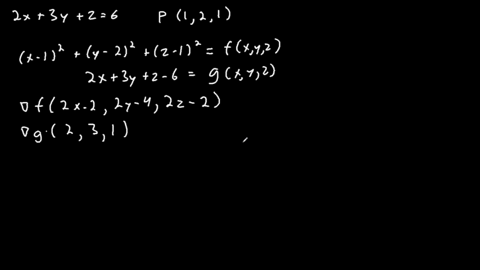Now that we have these, what can we do? Well, we can pair up each corresponding component. If you pair these up, you can set them equal to each other. 2y minus 4 is equal to 3, and 2z minus 2 is equal to 1. But remember, we have to put a lambda in here to use the method of Lagrange multipliers.